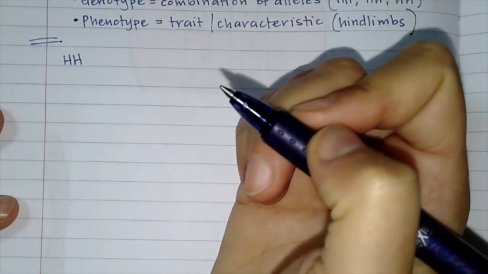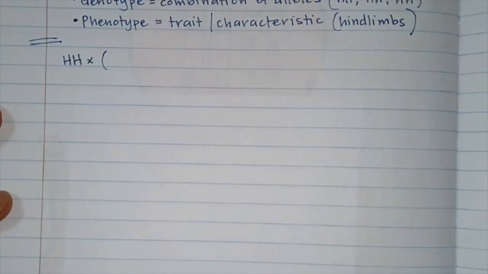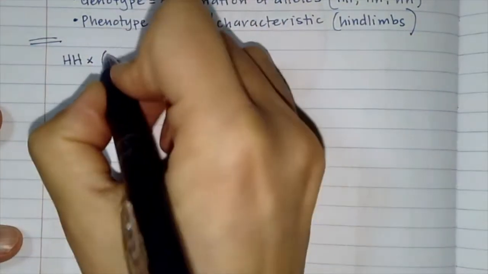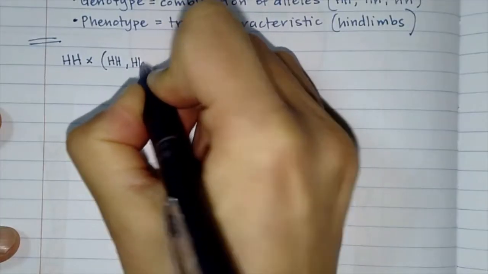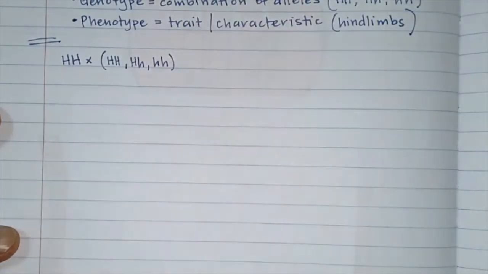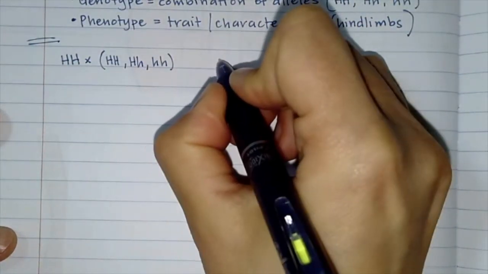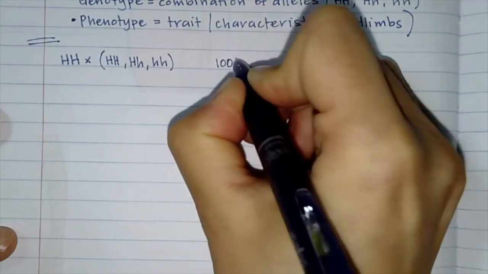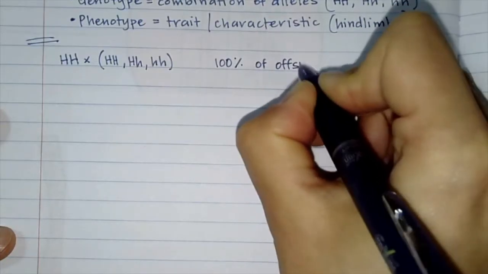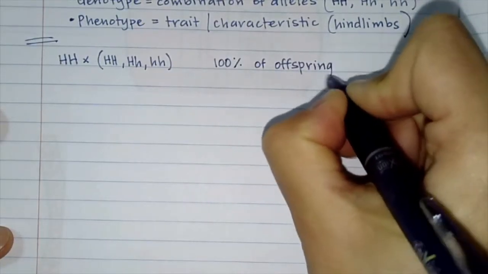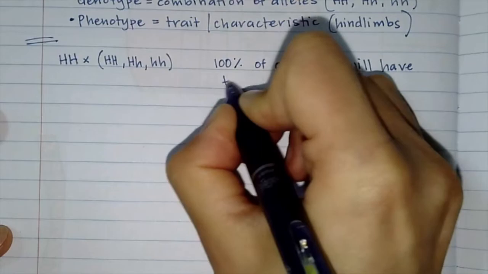And it turns out that it doesn't matter what I cross this parent with. It doesn't matter what the other parent's alleles are. They could be big H, big H, or they could be little h. And it doesn't matter because if you have two dominants, then 100% of the offspring, meaning babies, will have the dominant trait.